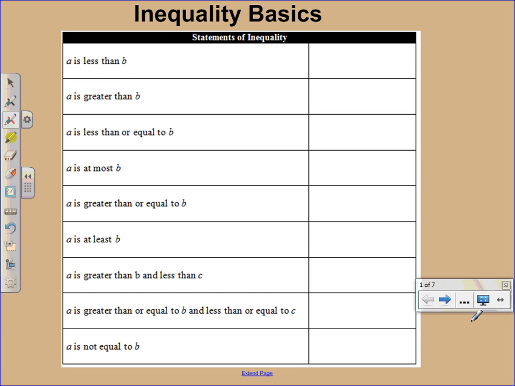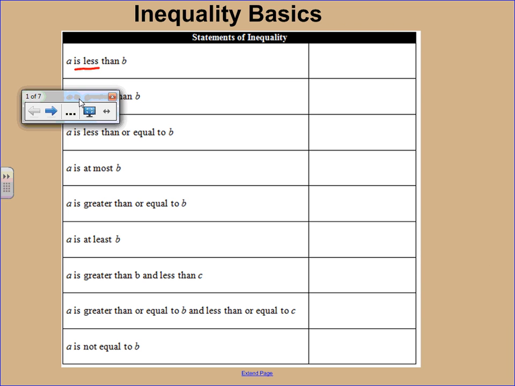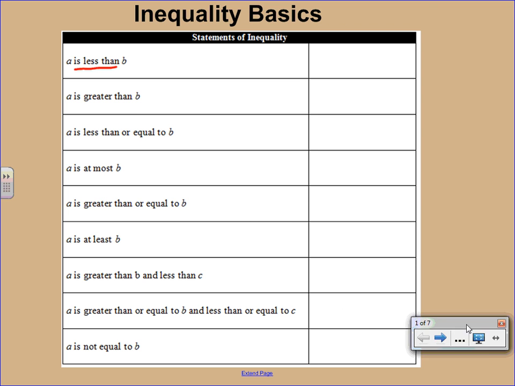This lesson is just some basics on inequalities. We're going to start by focusing on the symbols. You'll see this table. All we're going to ask you to do is, on the right-hand side, fill out the symbols as we talk about them. So first, if we say A is less than B, a lot of people have a hard time figuring out which way the less than symbol goes.